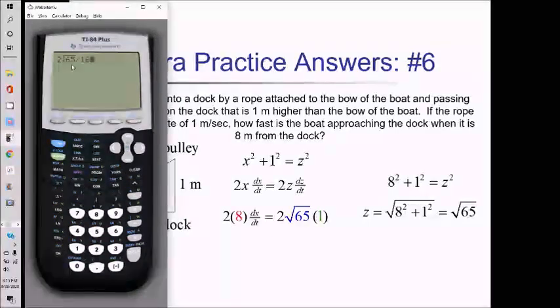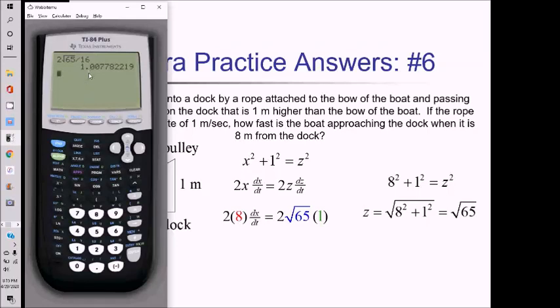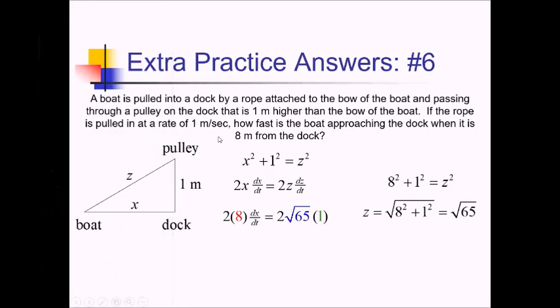So here we are. 2 radical 65 divided by 16 comes out to 1.008. And that is going to be, let's see here, because it's how fast the boat is approaching, it's got to have the same units of measurement as this other one-dimensional measure, so that's going to be meters per second. 1.008 meters per second.